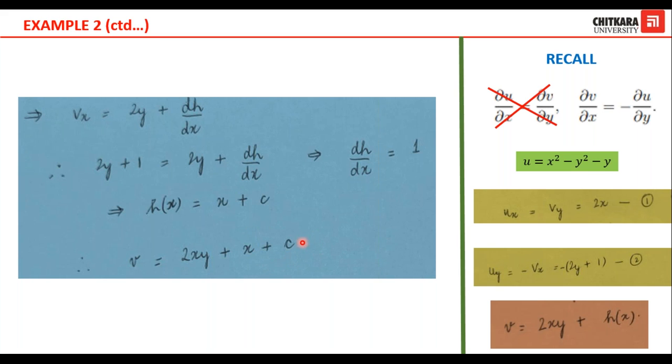So you can see that in this particular question, no boundary condition was given to you. So you cannot find the value of the c. So this is your final answer for your harmonic conjugate v.